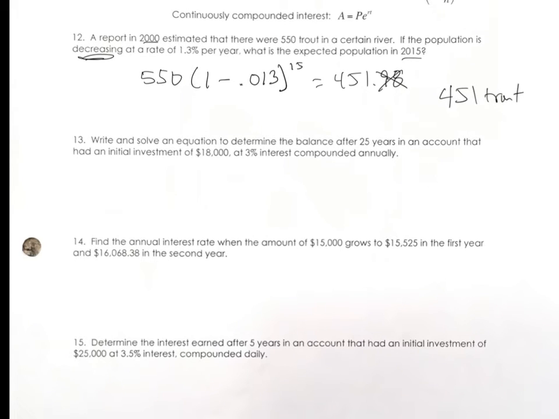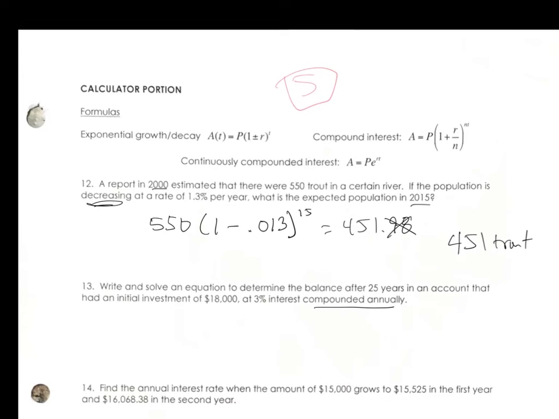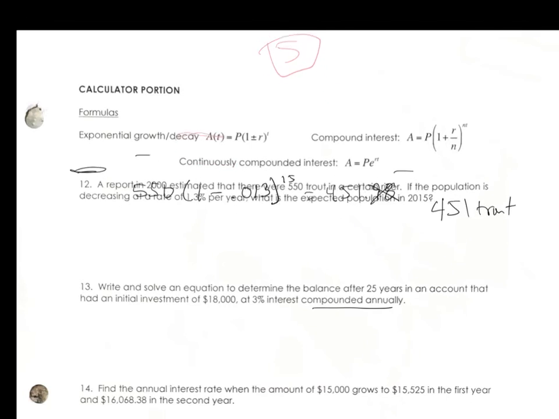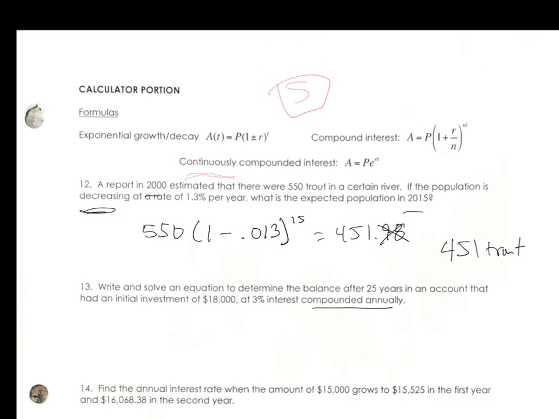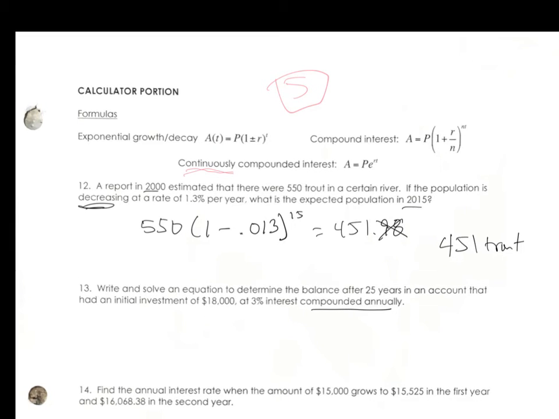So for 13, this is compounded annually. Remember, continuously, we'll use this one because it says compound continuously. So when you see continuously, that's the one with the E. You don't see continuously? Then you don't use the E. Okay, I'm not sure what's happening.